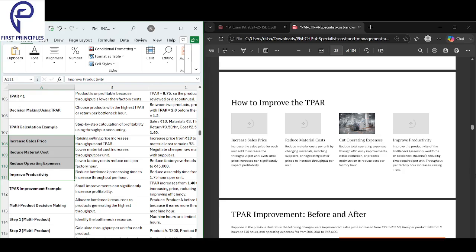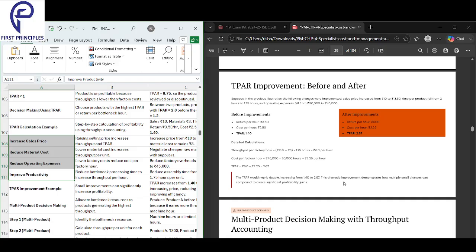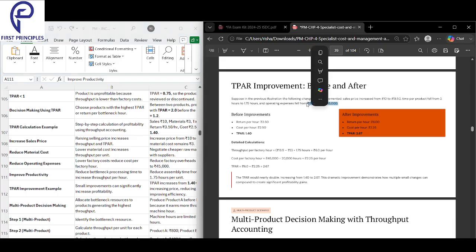Okay, there's an improvement example here. So before it was that, after it was this. So you see, before the return was 3.50, after the return was different. Right? Before the cost was 2.50, cost is now 2.25. TPAR was 1.40, it became 2.67. Right? Because of the certain changes you made. What changes you made? Your operating expenses fell from 50,000 to 45,000. The moment your expenses fell, you realize your TPAR improved.